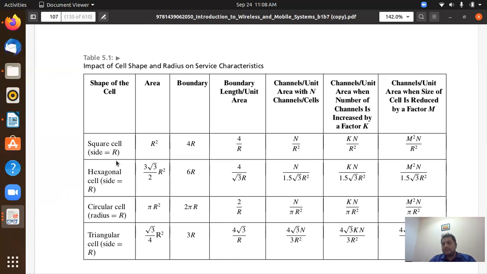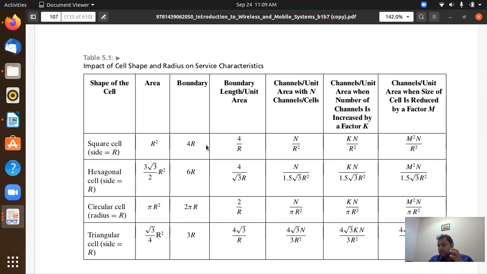So the boundary length is one parameter, so these are the parameters on which we will further talk about the technologies pertaining to the cellular concept. So what is the boundary length per unit area? That would be 4 by r, because 4r divided by r square, this is the boundary length per unit area. So this is also one parameter. All these parameters would impact handoffs.